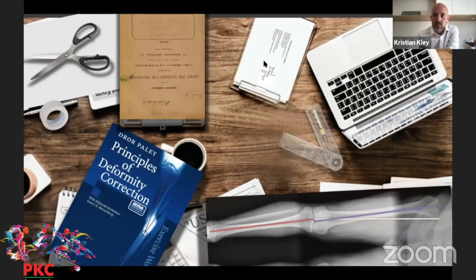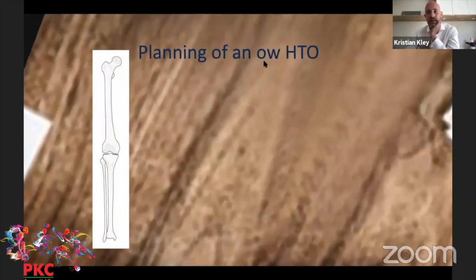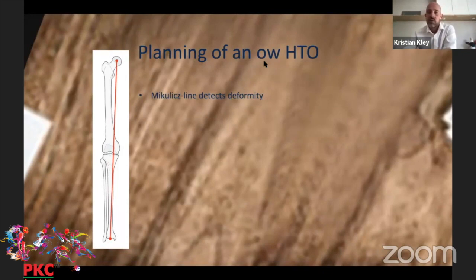Now let's take our goniometer and start with a normal planning. So the first thing you do when planning an osteotomy, and here we take the open wedge high tibial osteotomy because this is the workhorse and covers 80% of your cases. So in this basic talk, we should just refer to this one. So now it's quite simple to connect the center of the hip and the center of the ankle joint and find your Mikulicz line. And that tells you now, okay, I have a varus alignment.